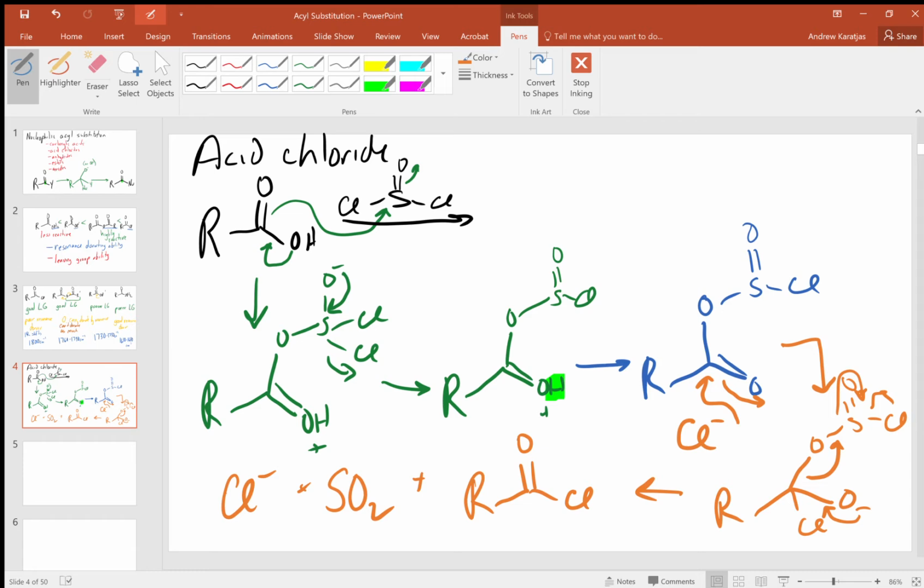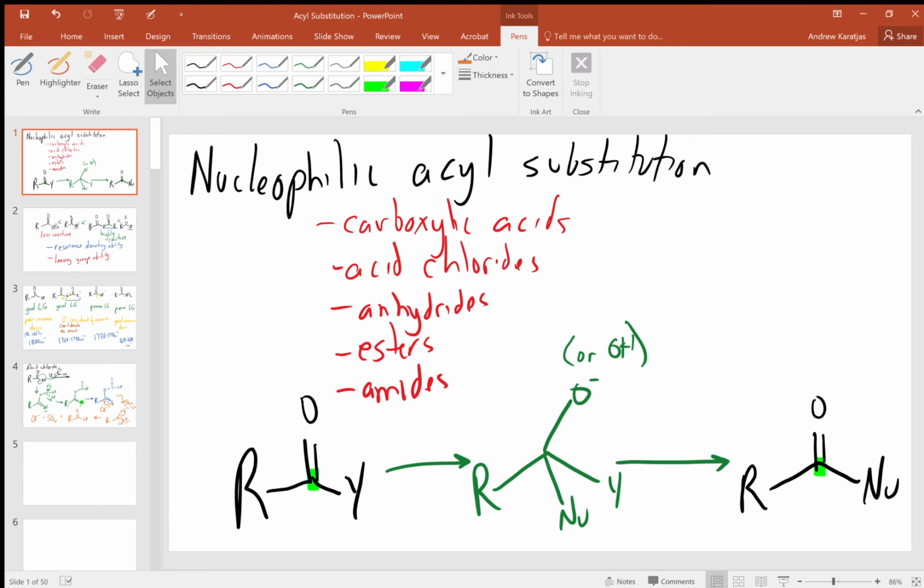But notice that general pattern that we set up right at the beginning of this section: the acyl substitution reaction always has two basic steps. We see those here. And remember what those steps were: we start with a carbonyl with some sort of group that's going to go away. Our nucleophile adds in, we form a tetrahedral intermediate, and then we get our product where our nucleophile has replaced our leaving group.